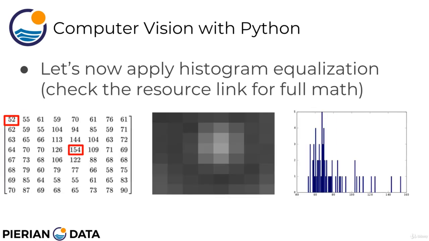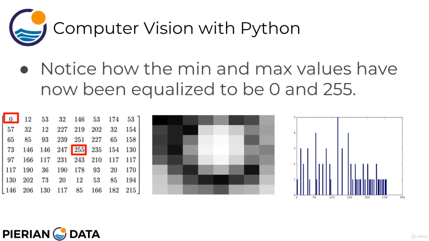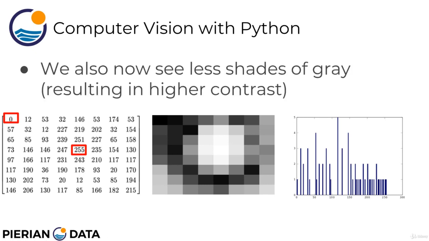Notice it's just this blurry, almost gray, almost white circle there. And now it's clearly been high contrasted so that the circle in the middle is clearly white, and we have a clear border or edge. The histogram is also now more flattened out, and it extends all the way from the minimum possible value of 0 to the maximum possible value of 255. So notice again how the min and max values have now been equalized to be 0 and 255. We also now see fewer shades of gray, so this results in a higher contrast.